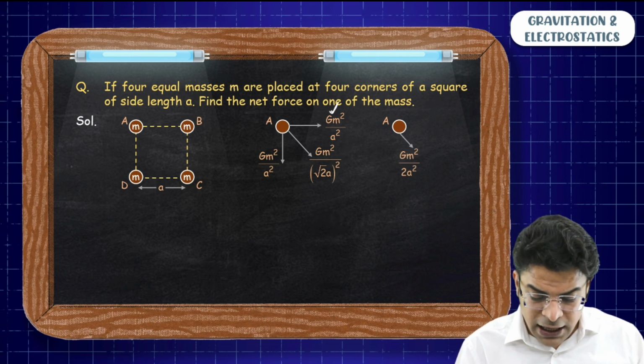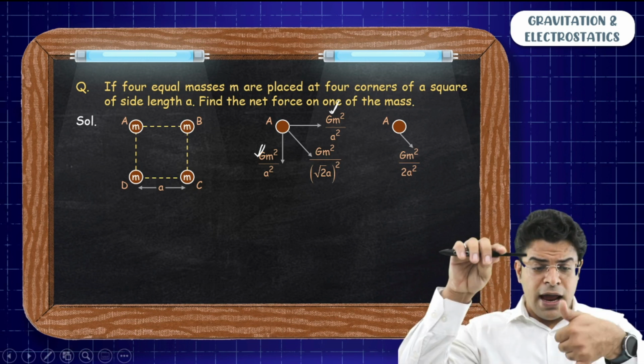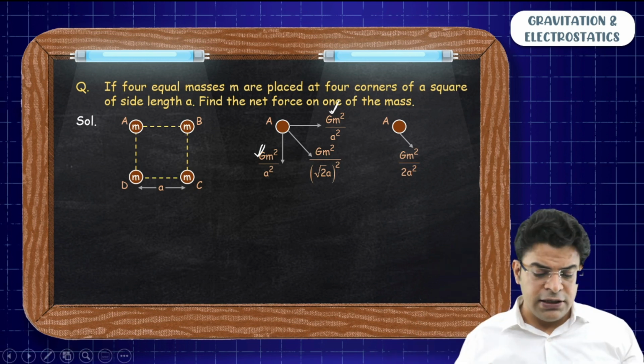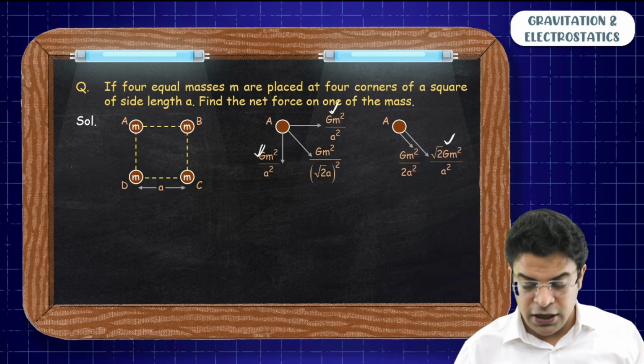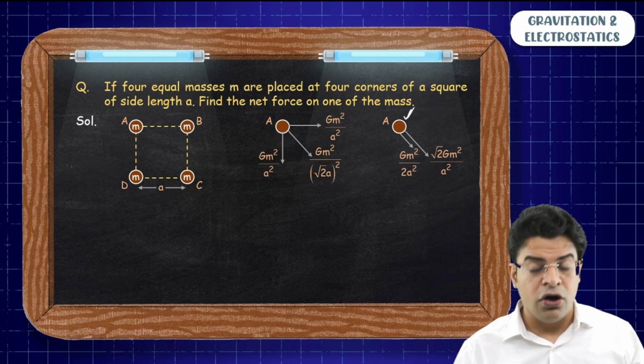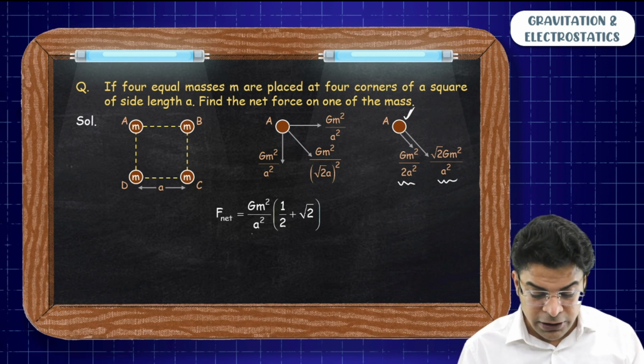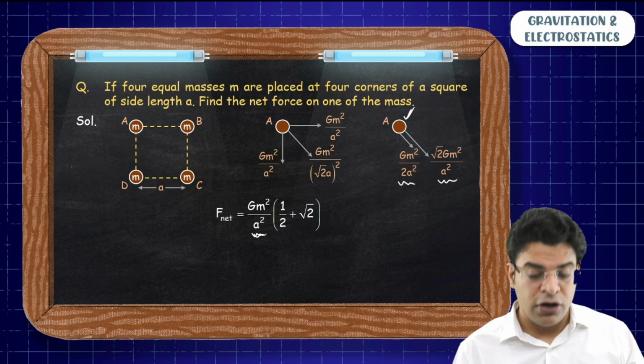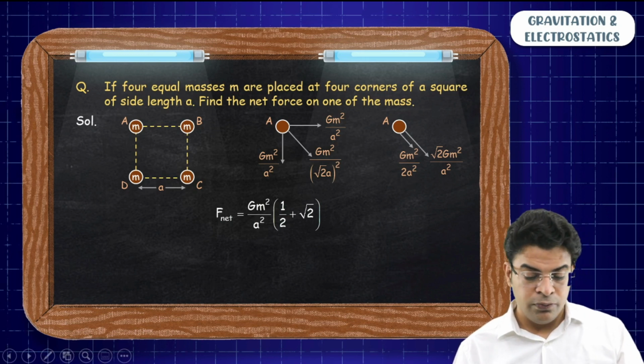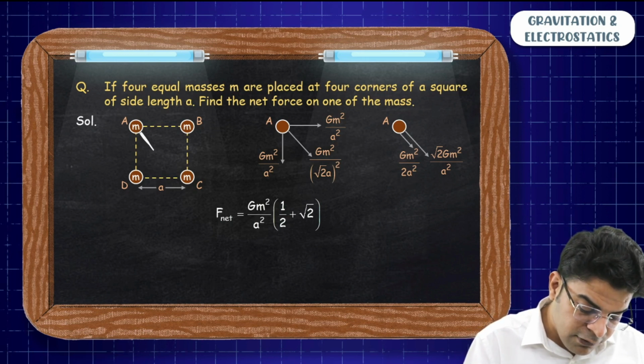Now when you add up these two forces acting at an angle of 90 degrees, their resultant comes out to be root 2 Gm square upon a square. So the net force on mass A comes out to be Gm square upon 2a square plus root 2 Gm square upon a square. So the net force comes out to be, take Gm square upon a square common, half plus root 2. This is the net force on any one of the masses.